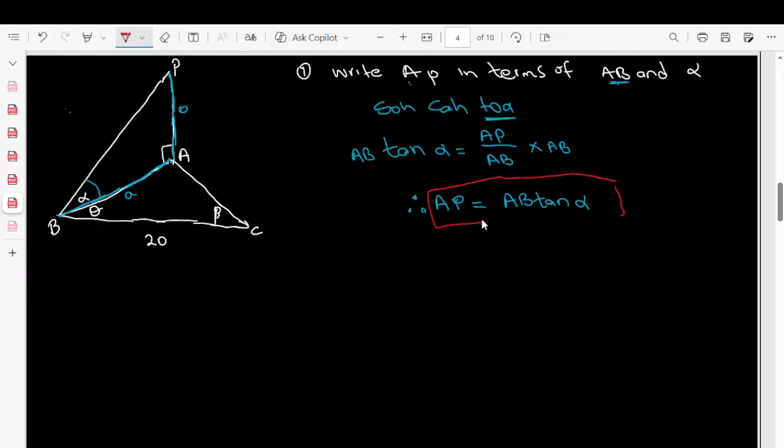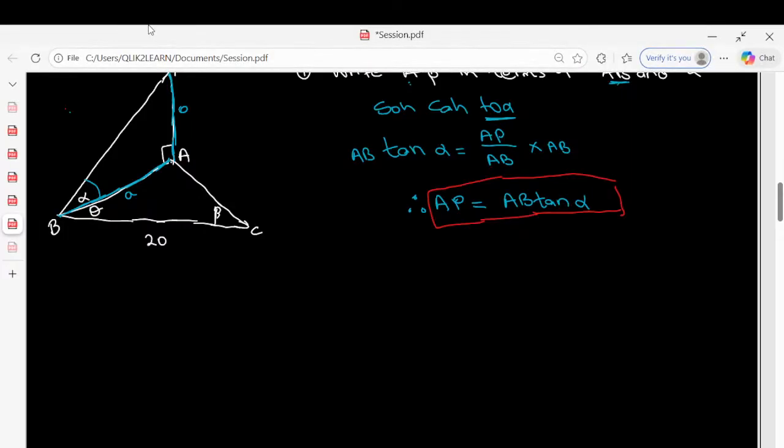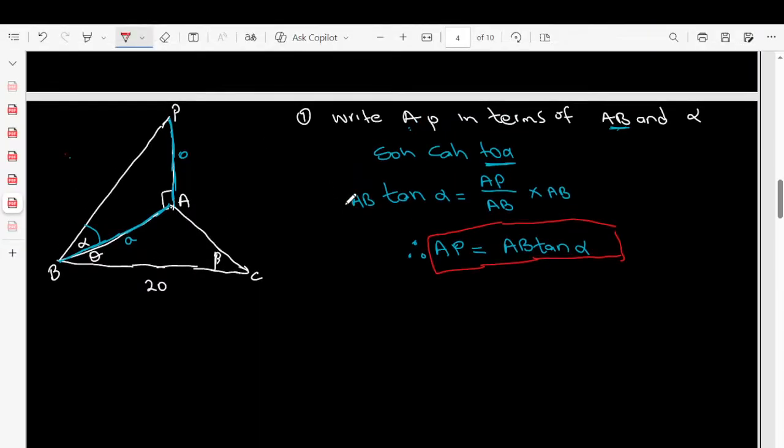Somewhere I know that we will need this answer. I hope you guys are with me on that. I hope you are on the same page. Then we've successfully answered the first question.